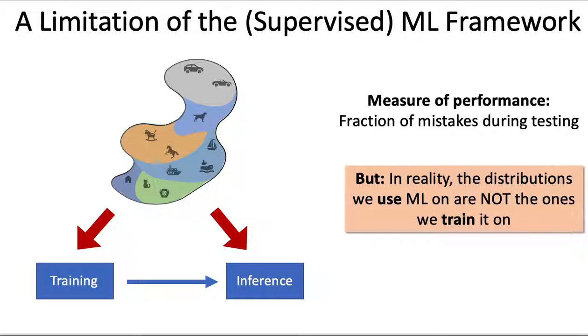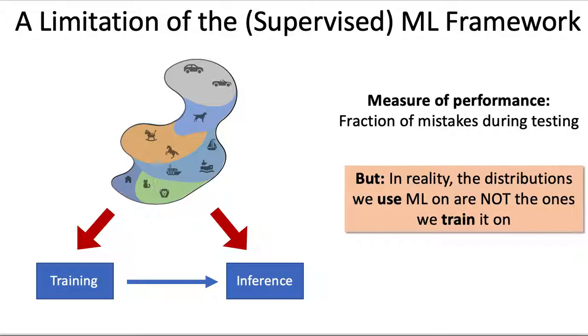Now, the way training happens is that we sample some number of independent samples from the distribution. We train our model, and we evaluate it by getting some more samples from the distribution, and the measure of performance is the fraction of mistakes that we make. So this is an extremely clean and appealing model, and it drove a lot of amazing developments in machine learning. But it is, in some ways, inherently wrong, because in reality, on any task that actually matters, it's never the case that the distribution we train on is the actual distribution we deploy the model on.